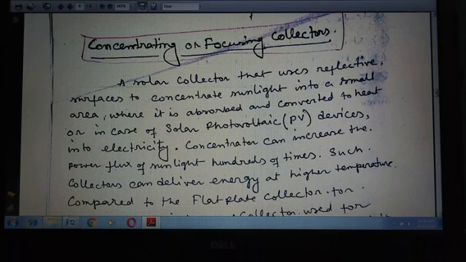Concentrators can increase the power flux of sunlight. Such collectors can deliver energy at high temperature compared to the flat plate collector. For that reason, this type of collector is used for steam production for the generation of electricity. Concentrating collectors are best fitted to climates that have a high percentage of clear sky days.